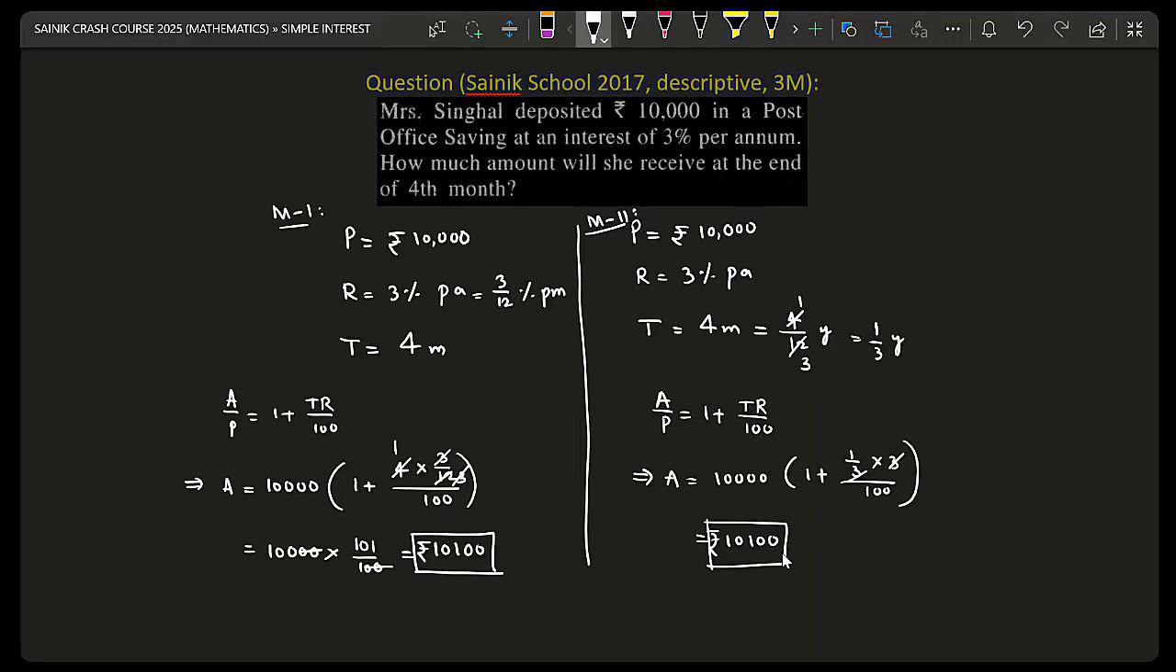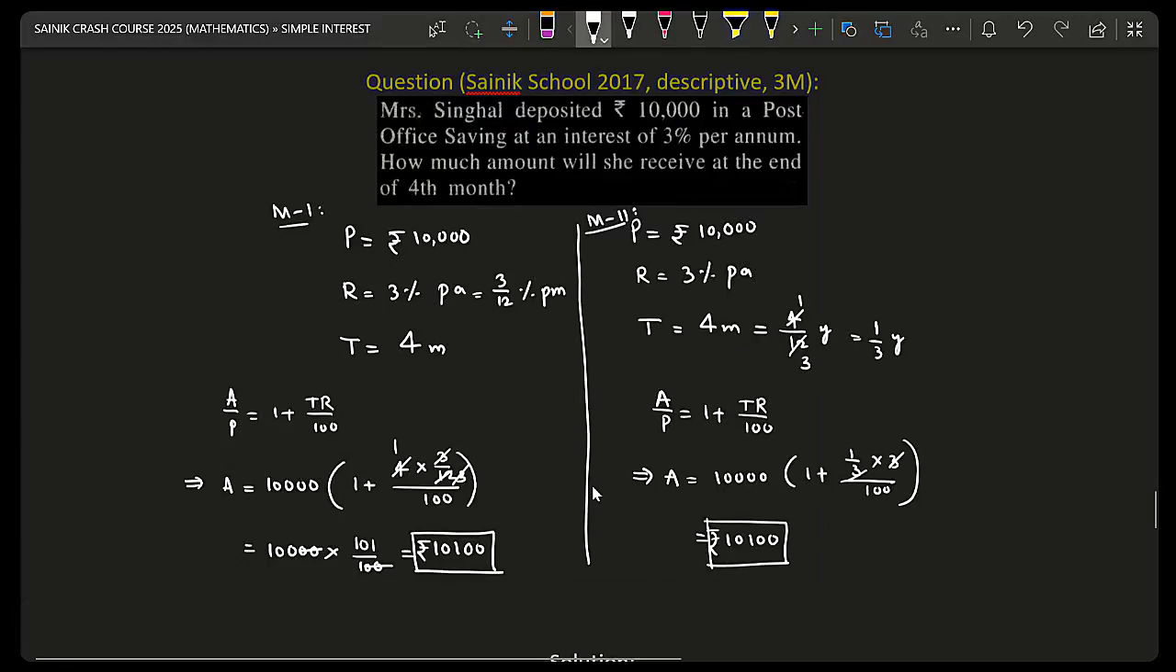No, sir, it can be expressed in months or years. But what is the important thing? Time period and rate of interest should have the same units. Rate of interest can be expressed per month or per year, that doesn't matter. But rate of interest and time period should be in the same units. Is it clear? Okay, sir. Very good. Vishnu, you can mute now.